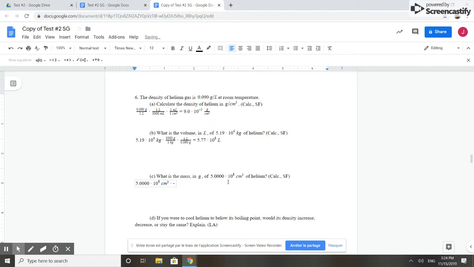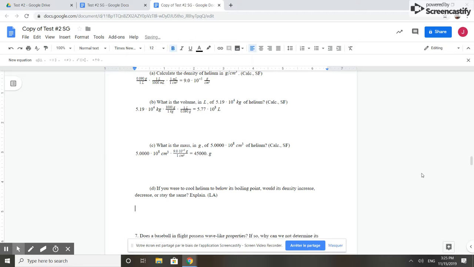For this problem, I'm going to use the density that was my answer to part A, just because I already have it in cubic centimeters and I'm looking for it in grams. I'm looking for 5 sig figs. So that is why I put the dot at the end.